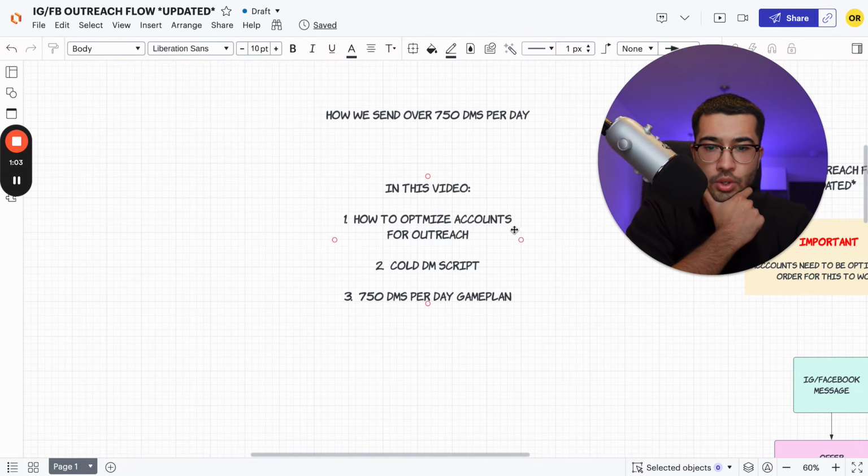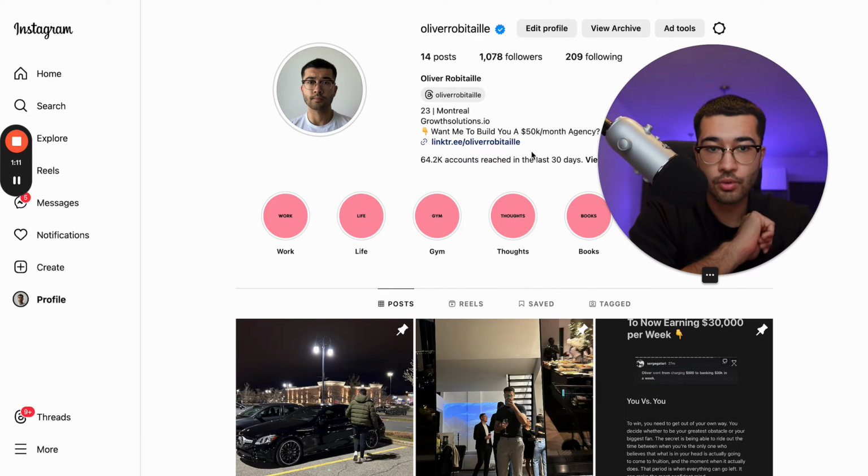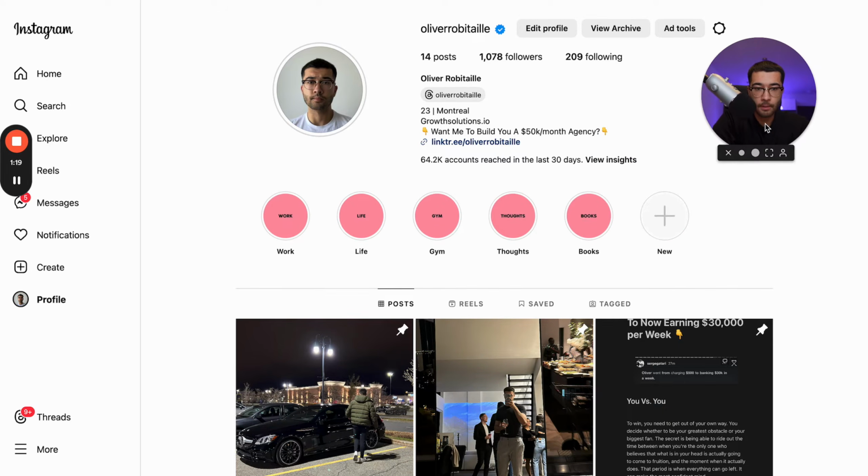Okay. So first off, how to optimize the accounts. Before you even start outreaching, this is the first thing you have to do. You guys will either do Instagram or Facebook, one or the other, ideally both. Ideally, you would alternate between both. So I'm going to show you guys how we do it internally. This is my account.